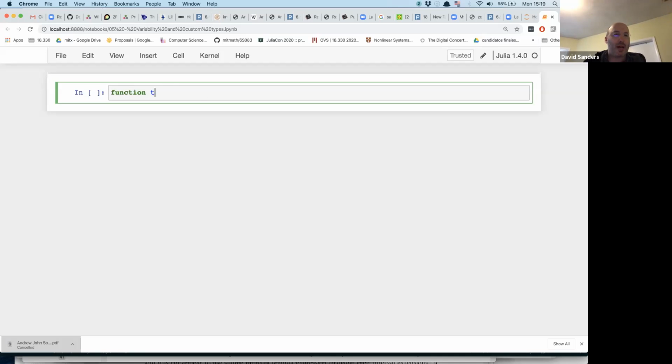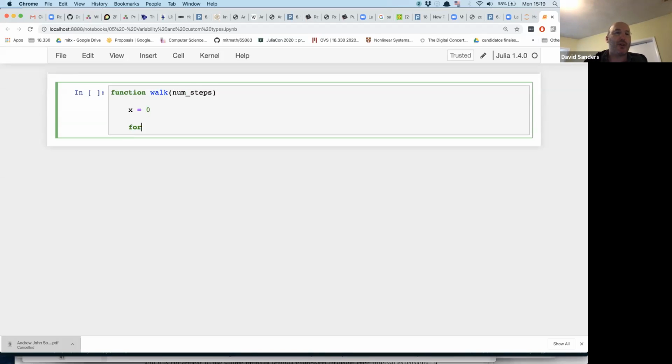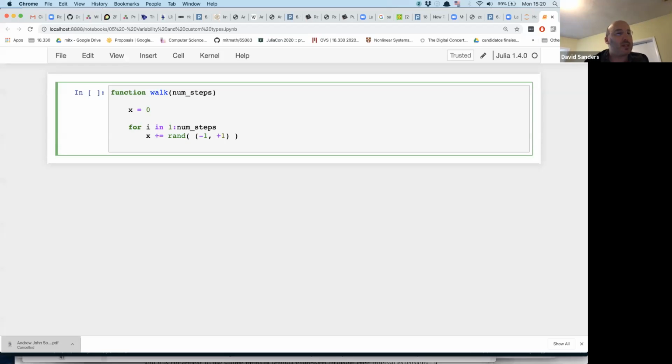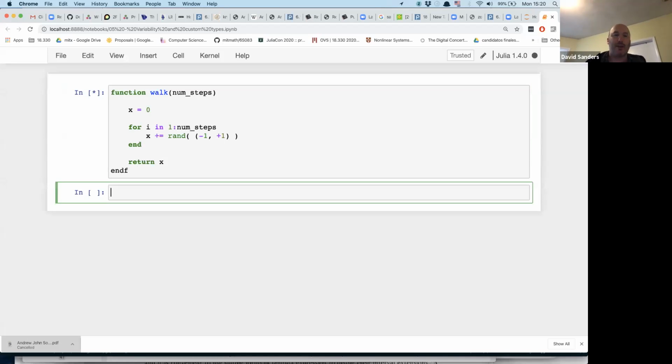Okay, so let's just remember how we had this function walk. We said how many steps it was going to take. So we started at 0, and then we have for i in 1 to num steps, and then we just added this rand. This is exactly the same code as last time, so you can just go back and copy it from last time. We just add to x this random jump, either -1 or +1 with probability of half of each, and then we're going to return the final value of x. So let's just check that that works.